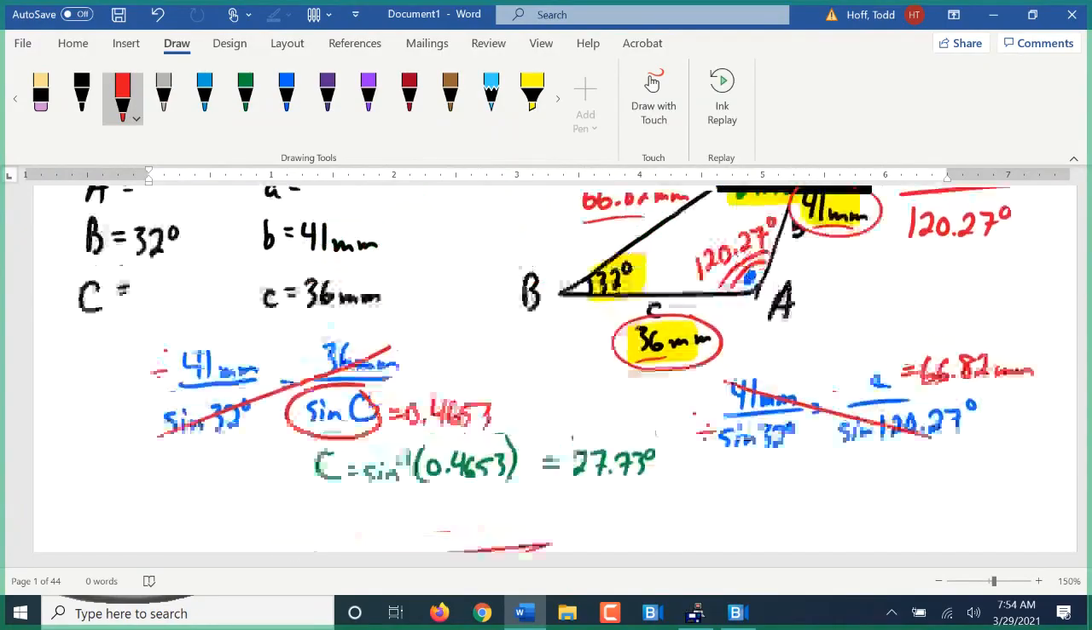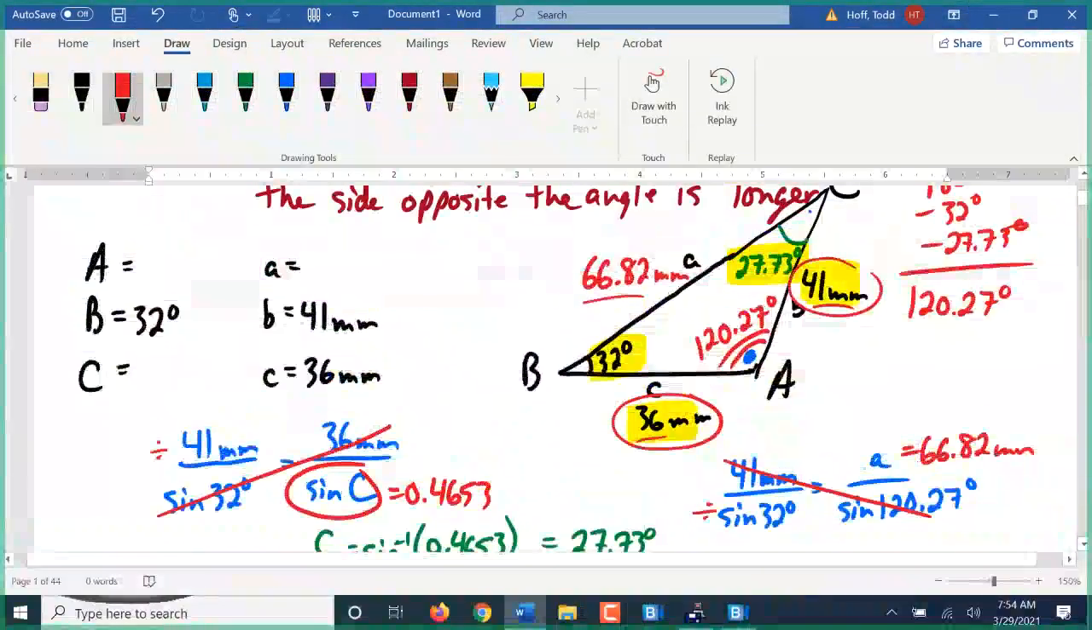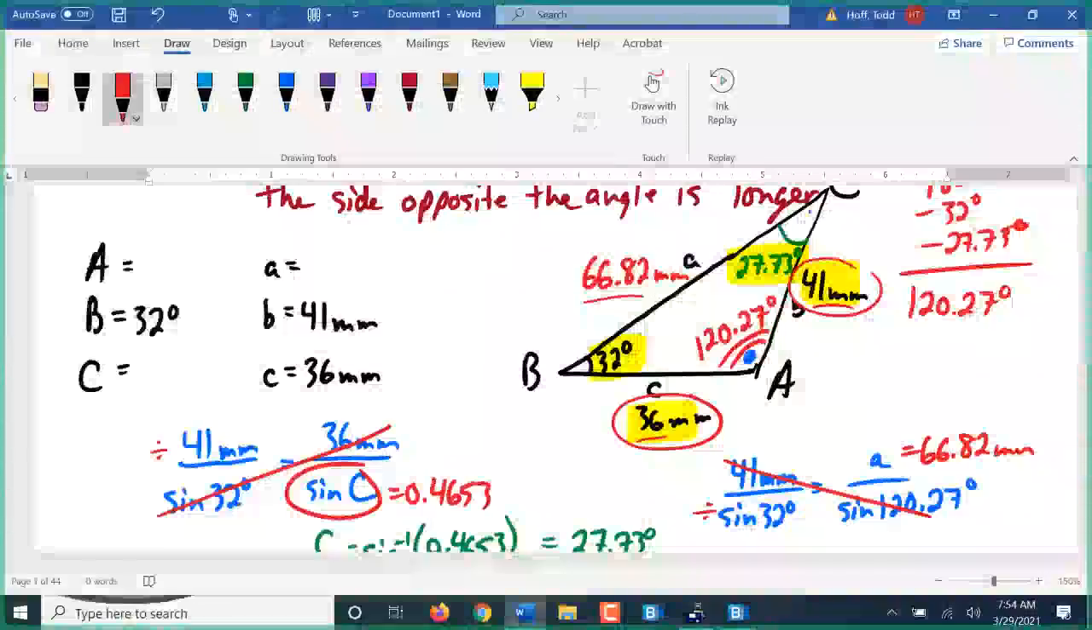So here was the case where we had one angle and two sides, but the side opposite the angle we were given was the longer of the two sides. That's the easy possibility.